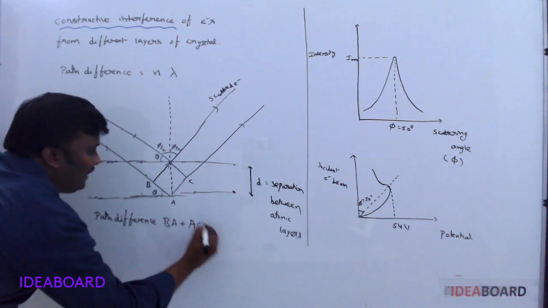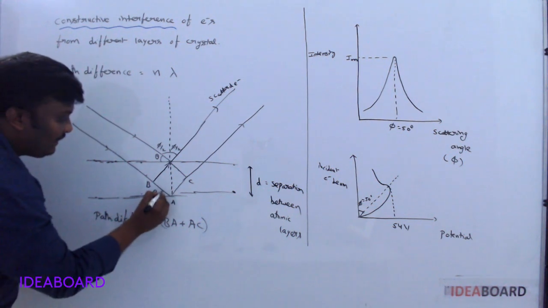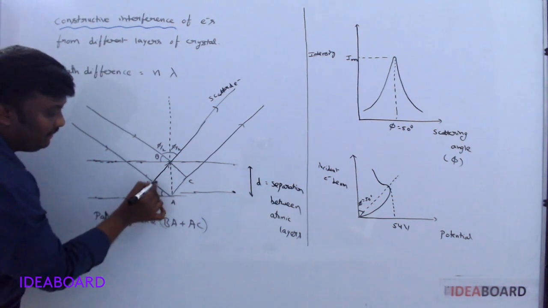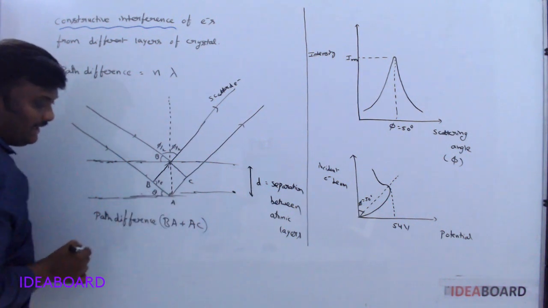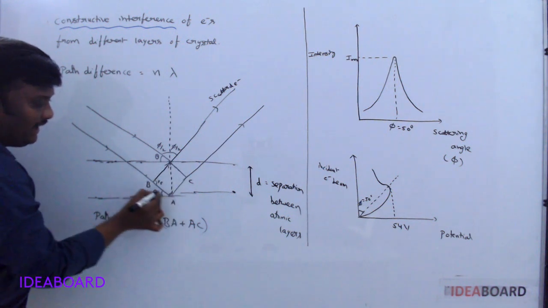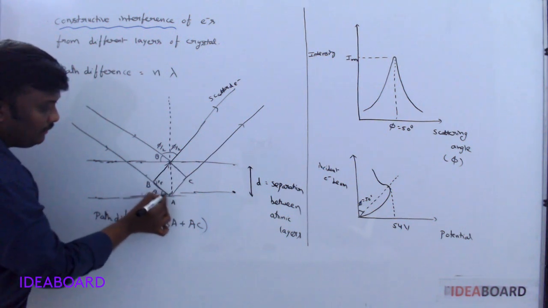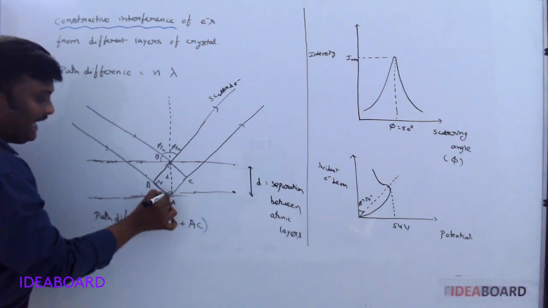BA plus AC. So what is the value of BA? Let us see. If it is theta, it is 90. Then this value is 90 minus theta. So let us see this triangle. In this triangle we want AB. We know separation d and the angle theta.